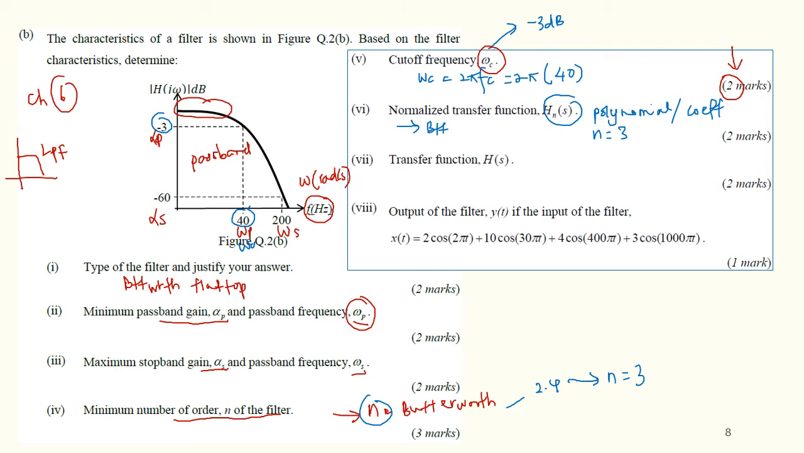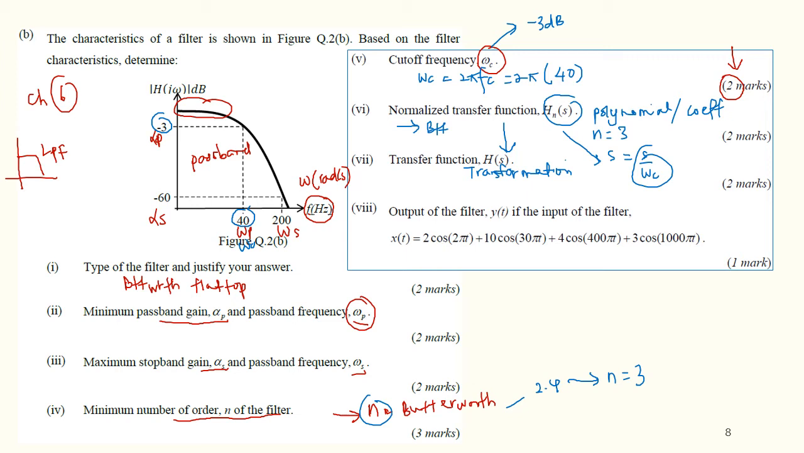Right? Once you have your normalized transfer function, you can convert it into the actual transfer function by referring to the transformation table. In this case, your S from the normalized transfer function will be converted into a new expression, for example S over omega c and so on, depending on the type of filter you have, right?